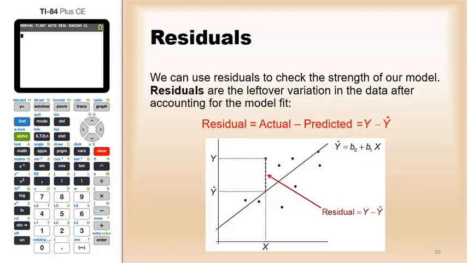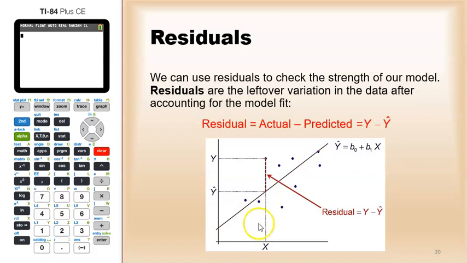Now, we can use residuals to check the strength of a model. And what I mean by residuals, you can think of residuals as the error. So unless you have perfect data, a line is not going to be able to go through every single point. So there's always going to be a little bit of error between the actual data points and the line. That variation, that difference between the actual y value versus your predicted y value, is called the residual.